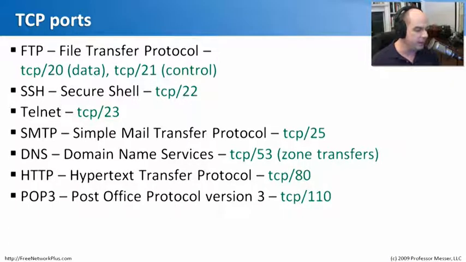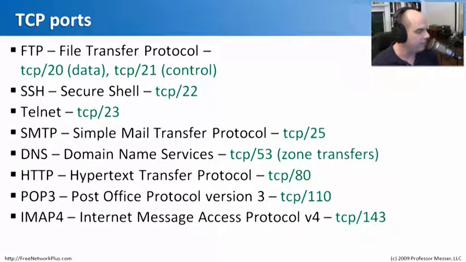POP3 is Post Office Protocol version 3. That's used often by our mail clients to retrieve mail from our mail servers. It uses TCP port 110. And IMAP4 is a protocol that's used. It's called Internet Message Access Protocol version 4. That's a big name. That uses TCP port 143.